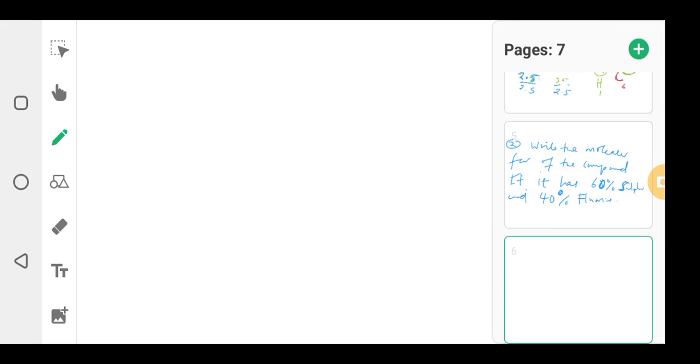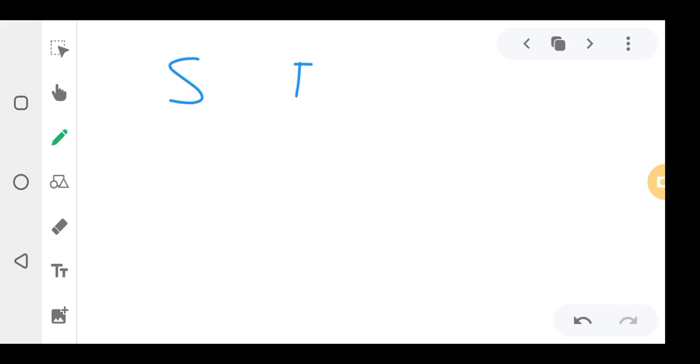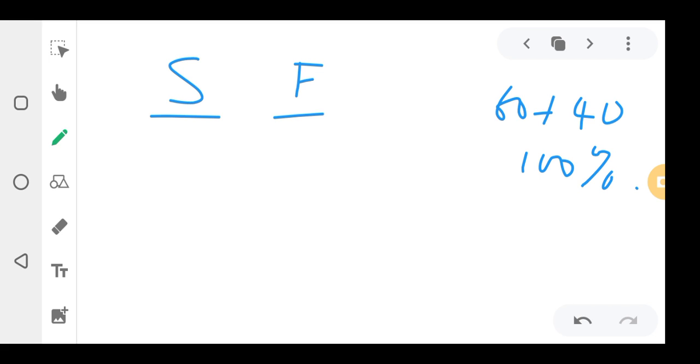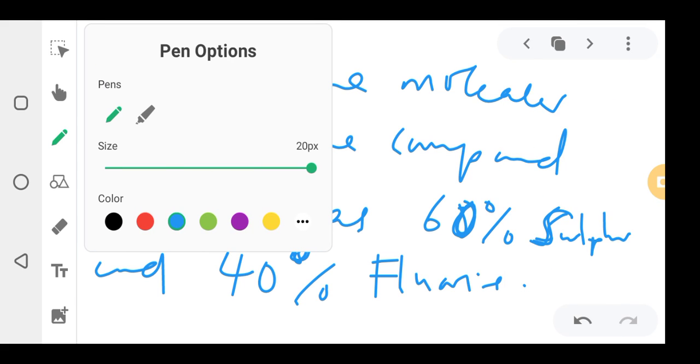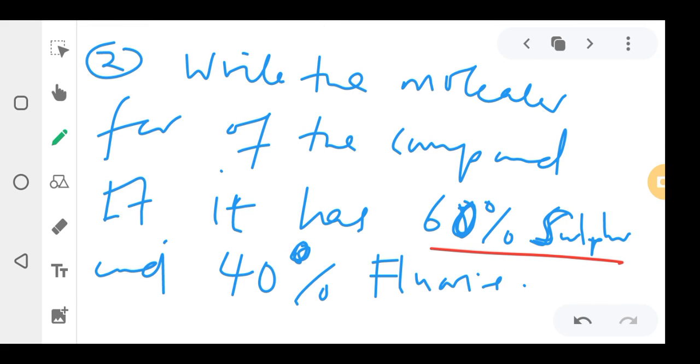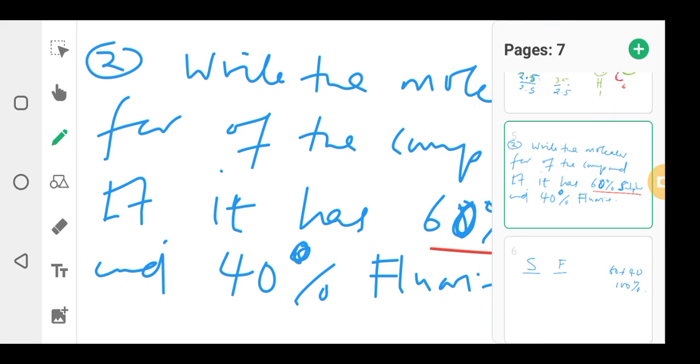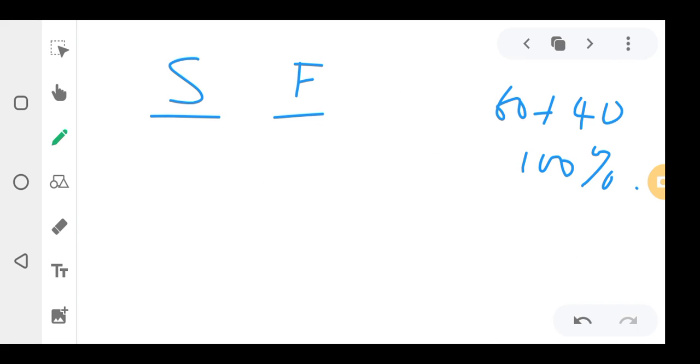So you put those. So I've got sulfur and fluorine. So first you say 60 plus 40. Are they adding to 100? 60% plus 40% will give me 100%. Okay, so meaning we can proceed. So sulfur is what percentage according to the question? Sulfur is 60%. So on sulfur here, we'll put 60%. Fluorine, it is 40.